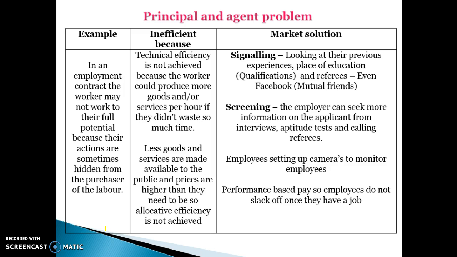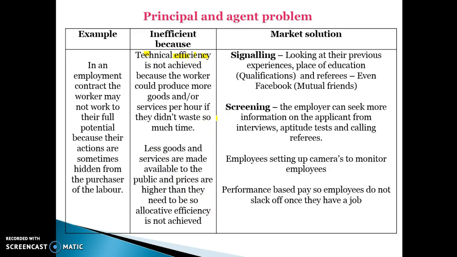For example, with the principal and agent problem, in an employment contract the worker doesn't work to their potential because they're getting a certain wage. This is inefficient because it's not maximising technical efficiency. They're not producing as much as they should be. It could lead to higher prices, which hurts allocative efficiency.